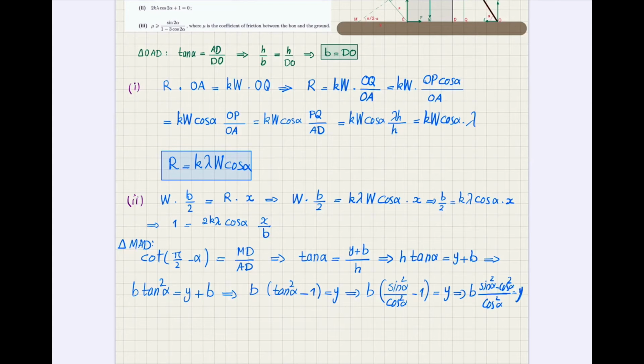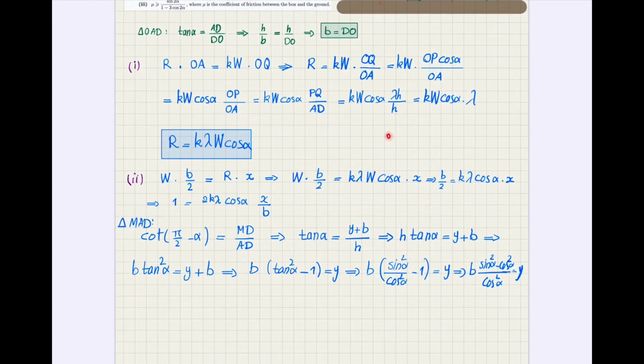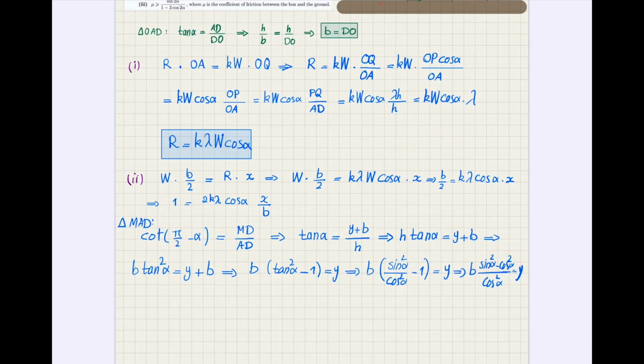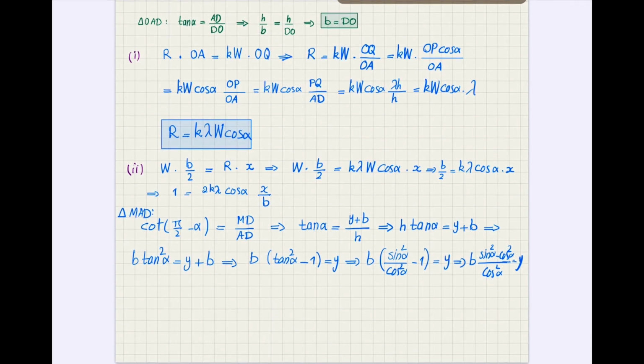Sorry, make it right, cosine alpha. And then you know the formula that cosine to power 2 alpha minus sine to power 2 alpha is cosine 2 alpha. Here I have the same combination, but sine squared comes first, cosine squared comes second. So that's exactly the same formula, but this one is positive, this one is negative, so the answer would be negative cosine of 2 alpha. And that's good because I need cosine 2 alpha here. So this implies that Y is equal to minus B cosine 2 alpha divided by cosine squared alpha.